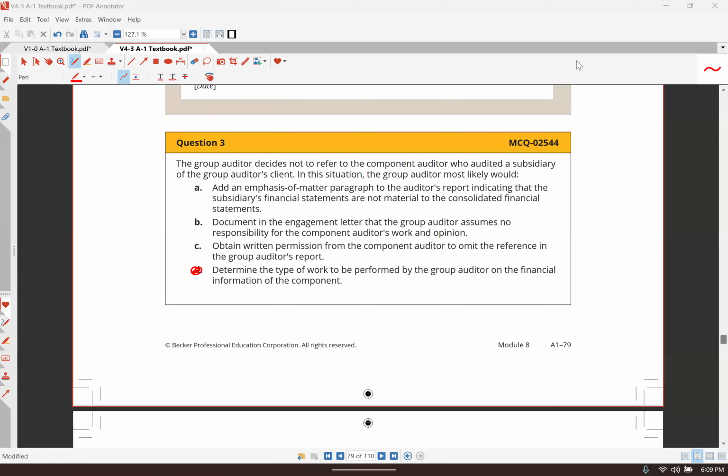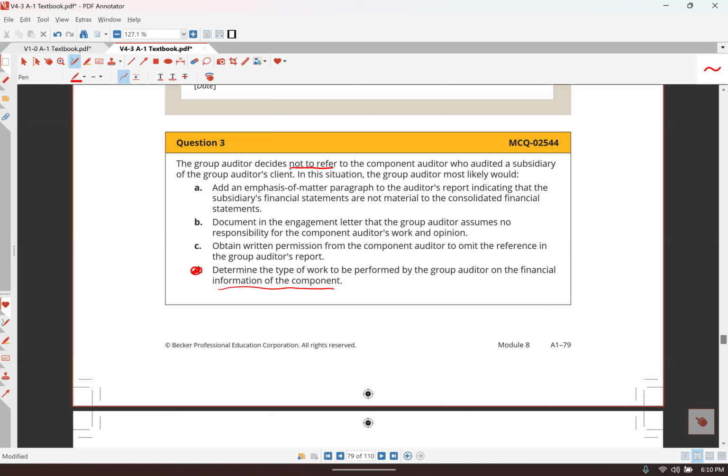But let's go ahead and take a look at this. Here, the group auditor decides not to refer to the component auditor who audited a subsidiary. In this situation, the group auditor most likely would do what? Determine the type of work to be performed by the group auditor, right? You basically direct their work.